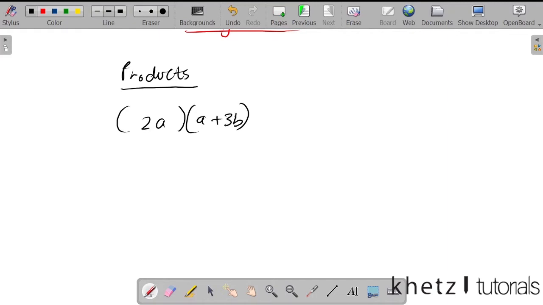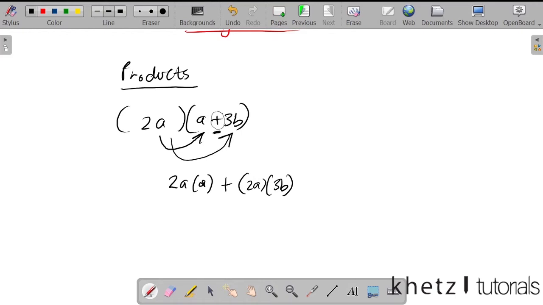If you're asked to find the product of these two, what you do is take the terms on this side and multiply them by each of the terms on the other bracket. So to find the product, it's simply 2a multiplied by one part of the second bracket, and you carry the sign. So you basically just have 2a multiplied by 3b again. Don't forget this sign over here.